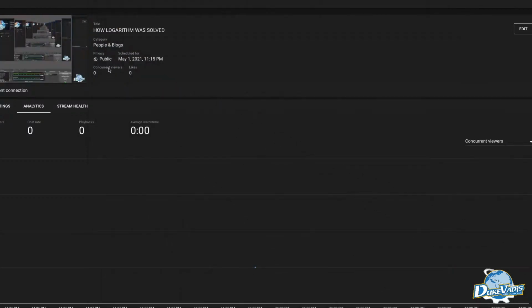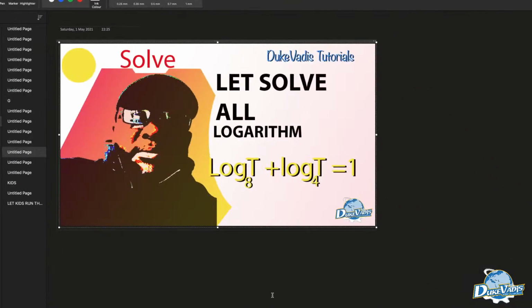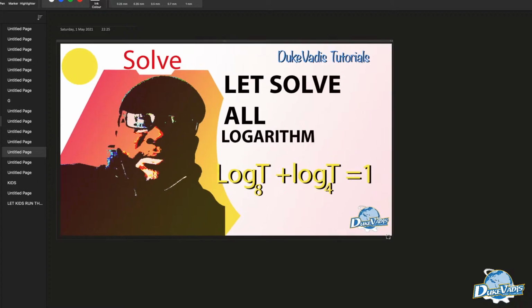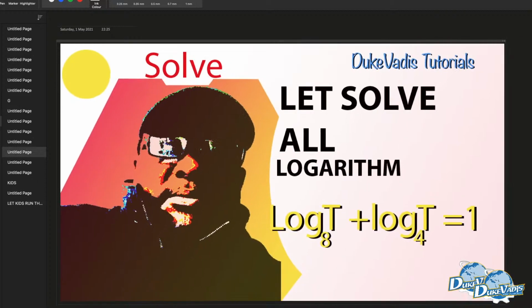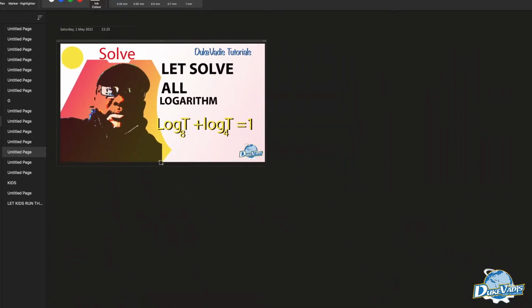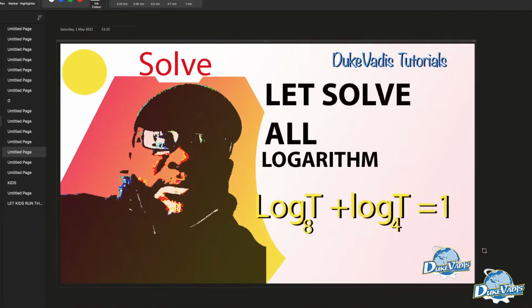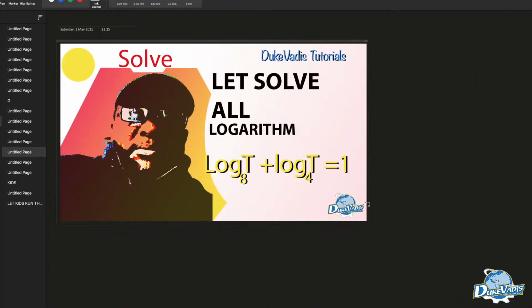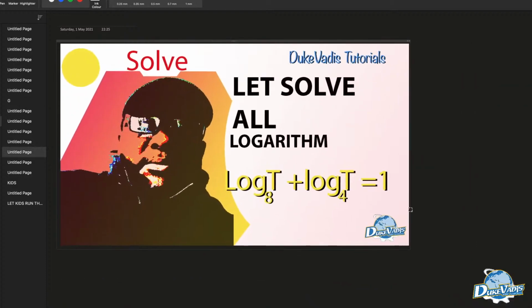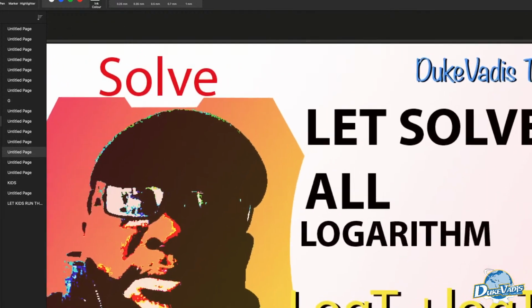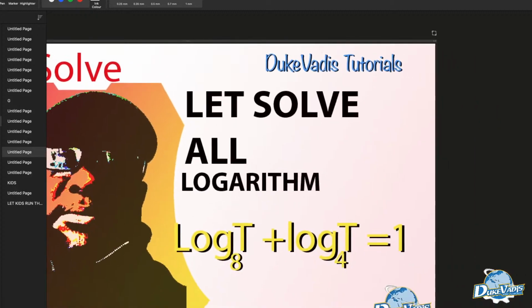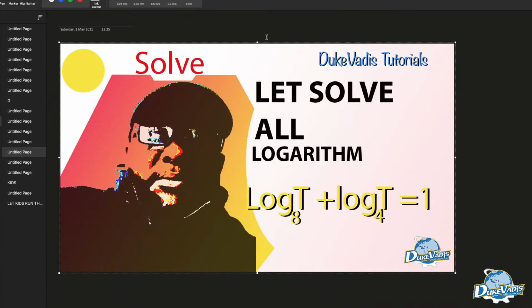Well, friends, look, it's looking so awesome. Tonight, as you can see, we're going to talk about a pool of logarithm equations. We're going to do more logarithm, so a lot of questions about logarithm. That's what we're going to do tonight.